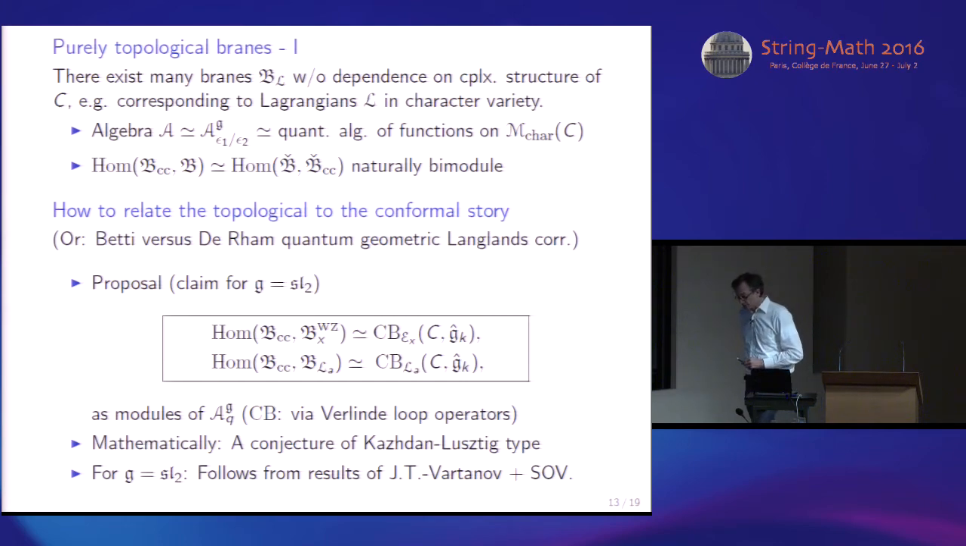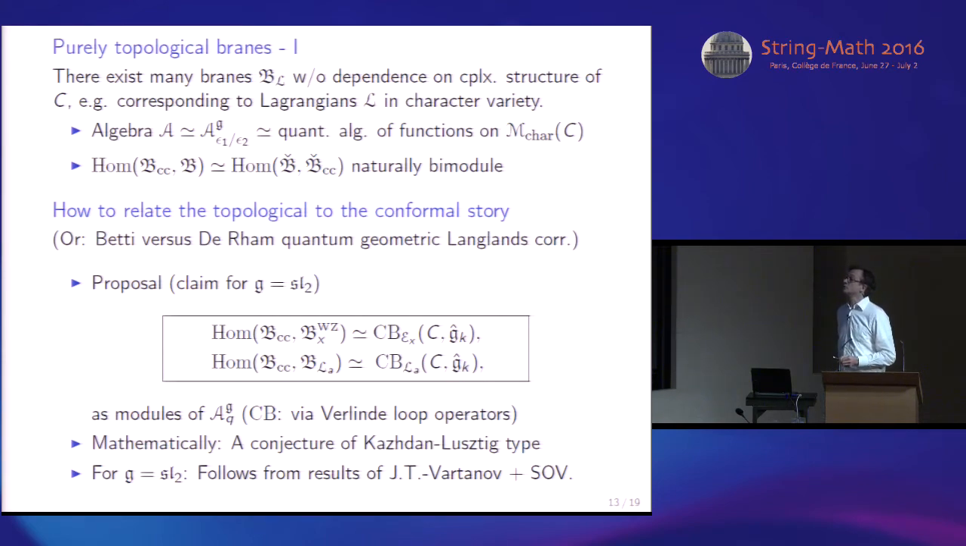Now, the question is, so far, both types of brains, or all the brains we were considering, were heavily dependent on complex structure. I mentioned, on the other hand, that from some points of view, it may be natural to also think about a description or a story which is purely topological, which is not dependent on the complex structure at all, which is what is now being developed under the name of Betti geometric Langlands. So how could we try to introduce elements of that into our picture?